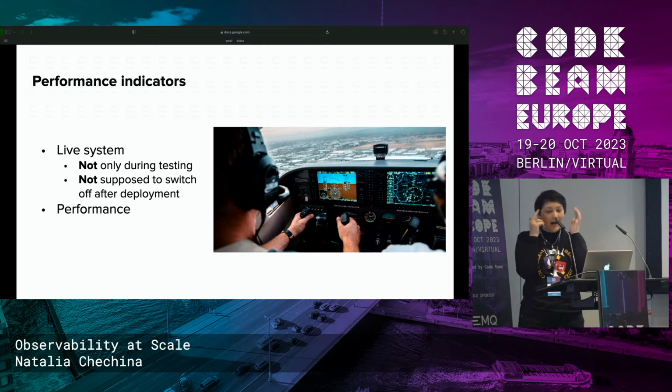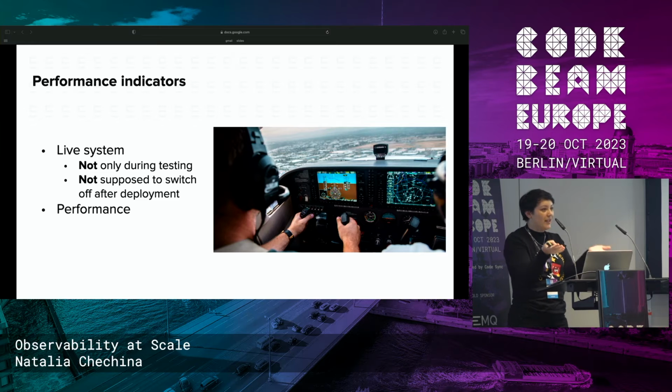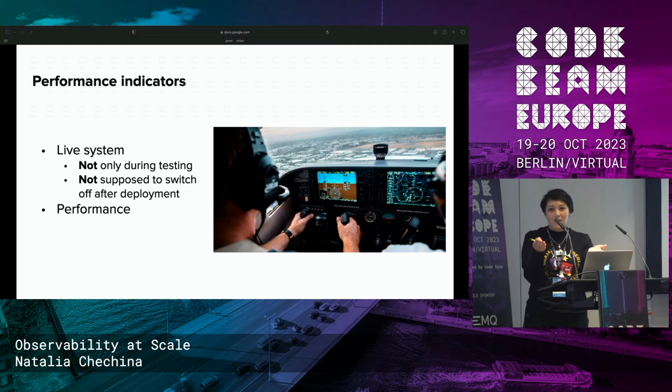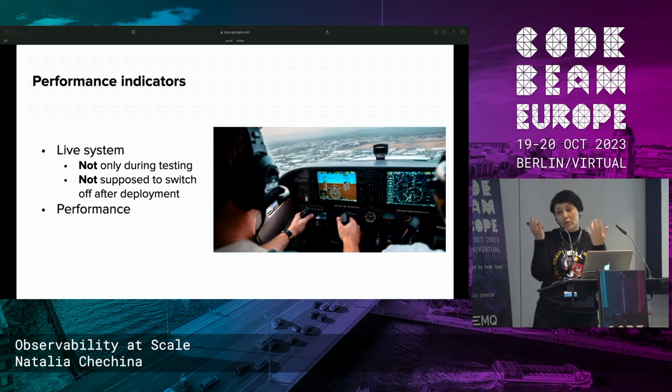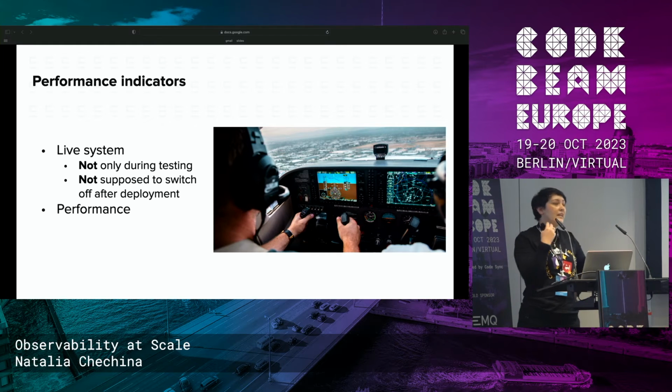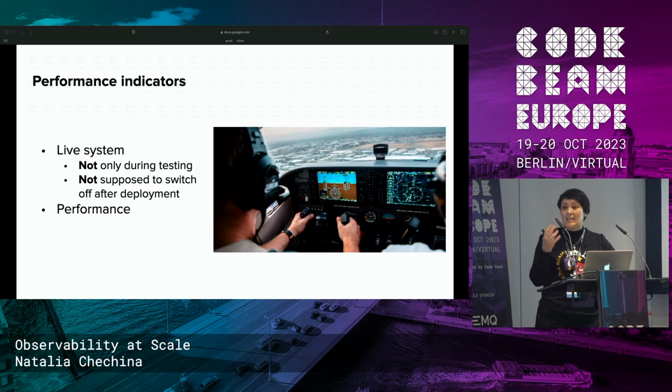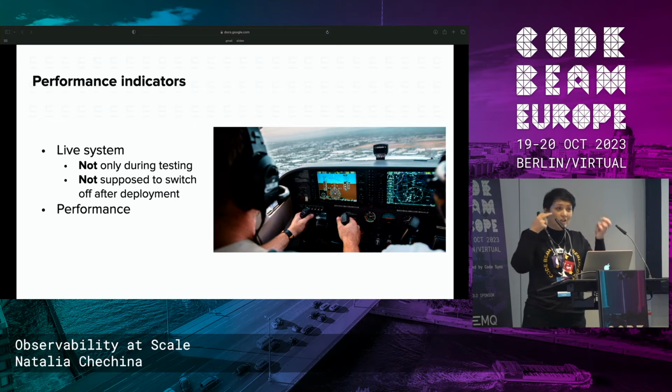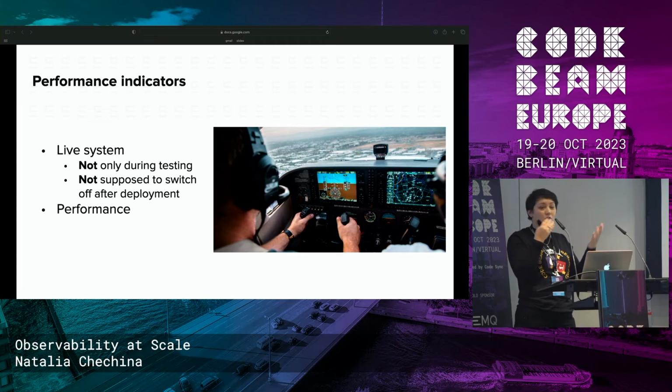So why did we have all the metrics on the ground? Why did we need them? We didn't need that. I mean, it's good to have them on the ground, that's fantastic, but isn't it more important to have them in flight? The same goes with metrics. We need to have them in the live systems, when the system is actually working, when it's used. That's where our metrics are of most use.